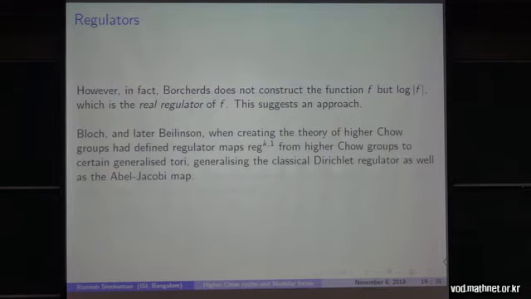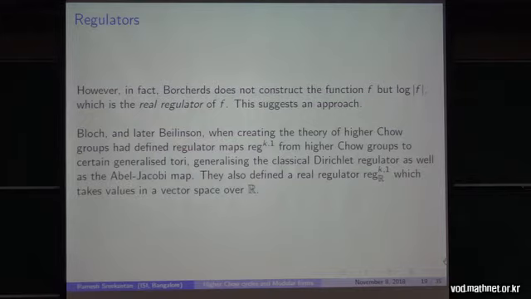So Bloch and Beilinson, when creating the theory, well, Bloch initially created the theory of higher Chow groups, and then Beilinson sort of generalized that. They defined what are called regulator maps from higher Chow groups to certain generalized tori, called Deligne cohomology groups. These generalize the classical Dirichlet regulator map, which is log f, as well as the usual classical Abel-Jacobi map. They also define what you would call the real regulator, which takes values in a real vector space over R. So I would say the Dirichlet regulator should be log of f, and log of the absolute value of f is sort of the real version of that.